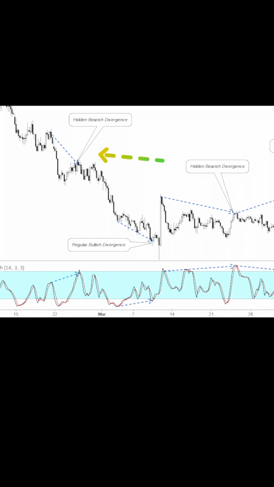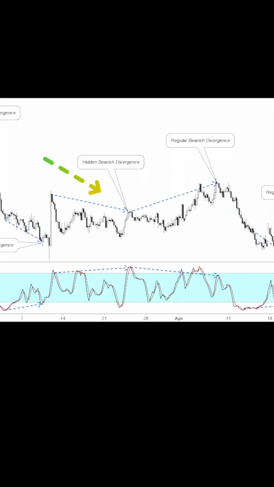Here you can see a great example of hidden bearish divergence and the following downtrend that happens, regular bullish divergence and an uptrend that happens shortly after, hidden bearish divergence, and we get a nice little downtrend that comes after it. And you have regular bearish divergence with a dump after.